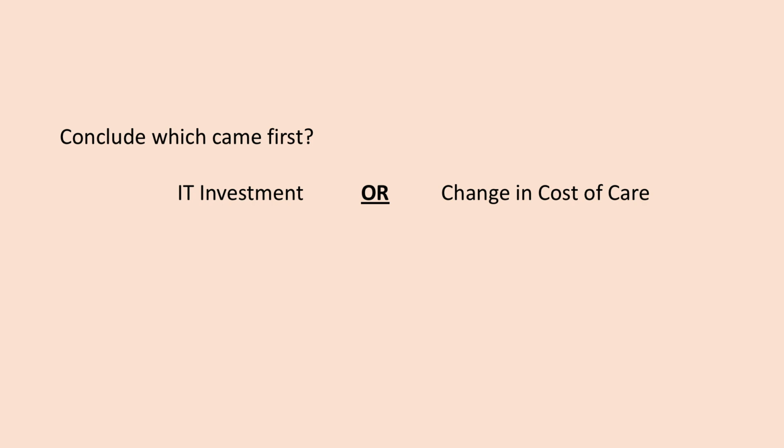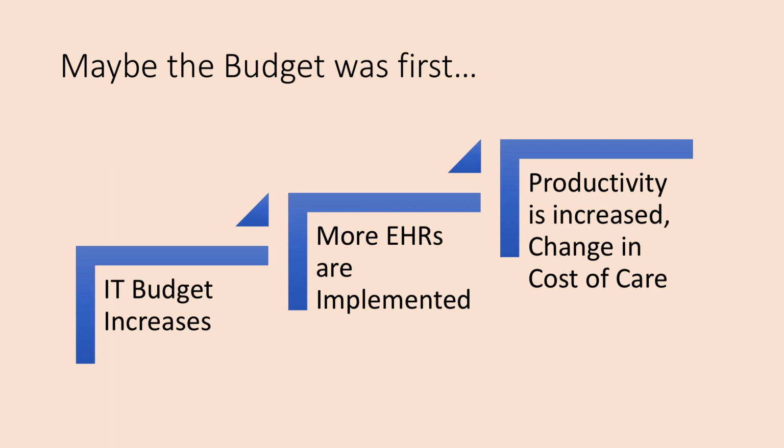Now we want to conclude which came first, the IT investment or the change in cost of care. We will consider two possible models. Our first model begins with an IT budget increase. As a result, more EHRs are implemented, and the productivity is increased, causing a change in the cost of care.